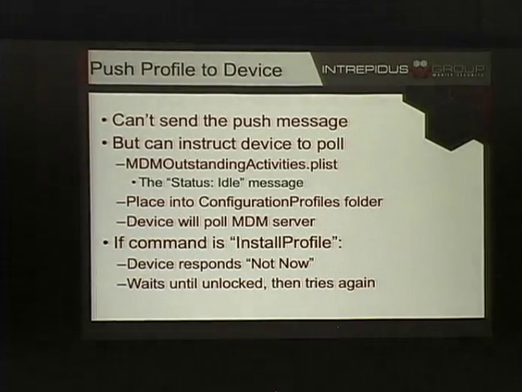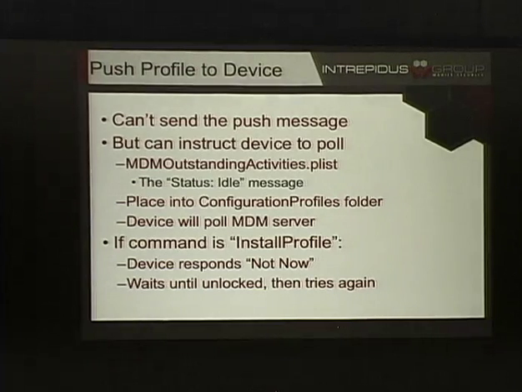I've shown you this bit already, the MDM outstanding activities plist. It's just a status idle message that gets stored in the file system. As soon as the MDM daemon sees this, it says, oh, hey, I have something to do, and reaches out. So it's a way to force the device to poll the MDM server. You've got the device locked, you put that thing on, or booted DFU, you put that thing in there, you power cycle it, it boots up, it sees that file, it reaches out, the server says install profile, it's locked, it says not now. That's actually the response. Instead of status idle, it's status not now.